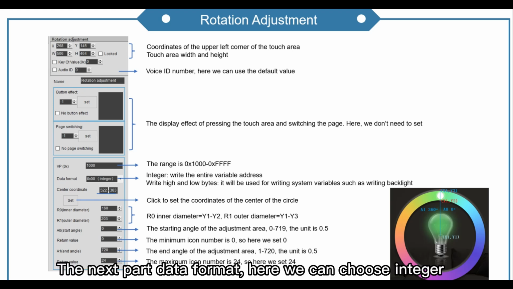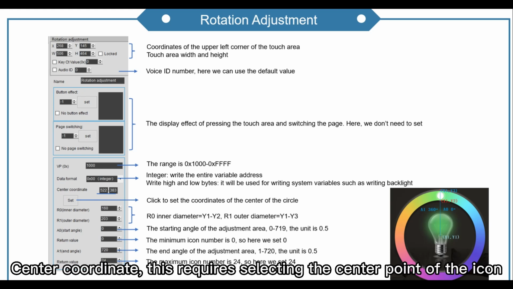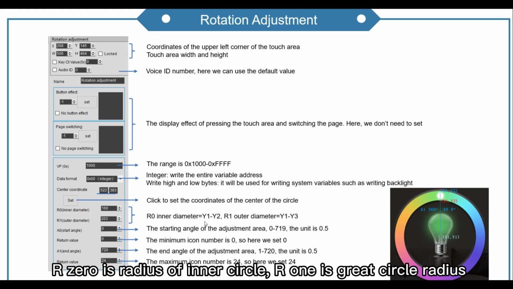The next part, data format, here we can choose integer. Center coordinate, this requires selecting the center point of the icon, as shown in the image. R0 is the radius of the inner circle, R1 is the great circle radius.